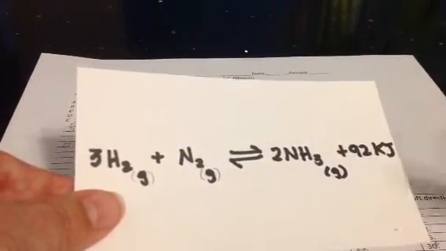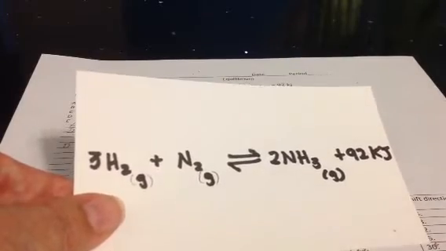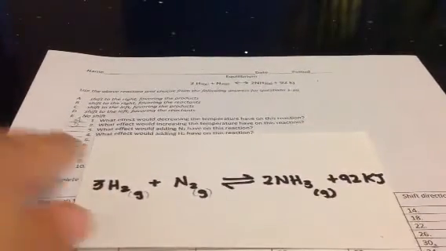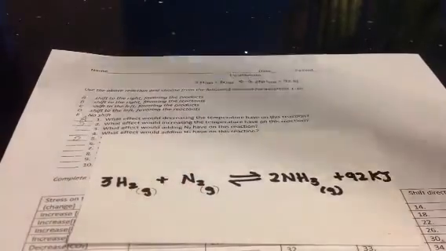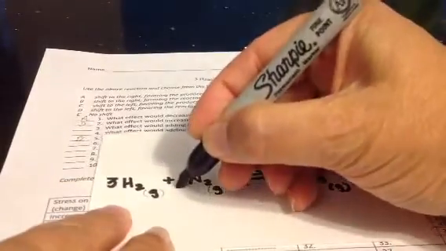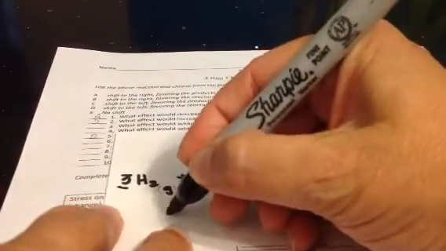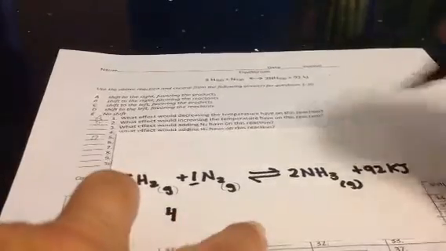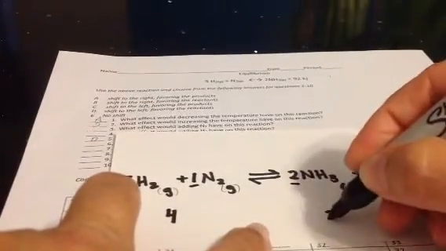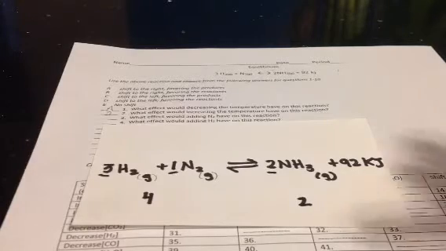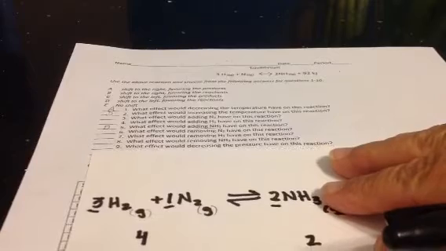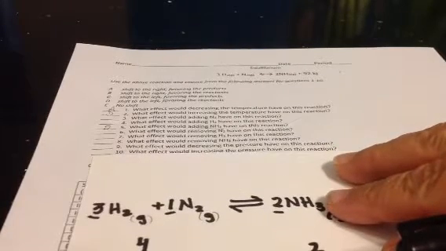So I'm going to tally up how many moles of gas I have here. How many moles of gas do I have on this side? I have 3, and there's an invisible 1 right here. If you don't see a number, it's automatically a 1. So on this side of the equation, I have 4. And on this side of the equation, I just have 2. Now that's important because for gases, you have to decide which way it's going to shift when they increase or decrease your pressure, which are questions number 9 and number 10 on this worksheet.